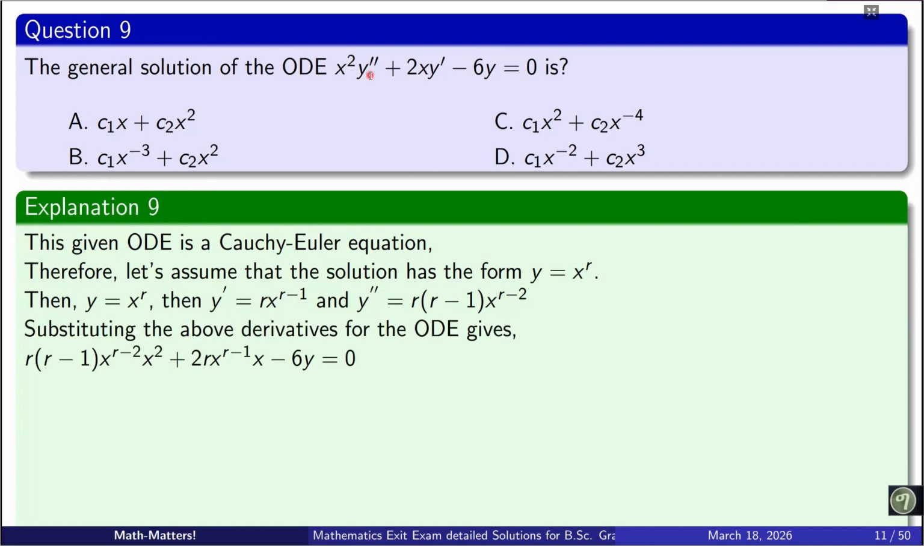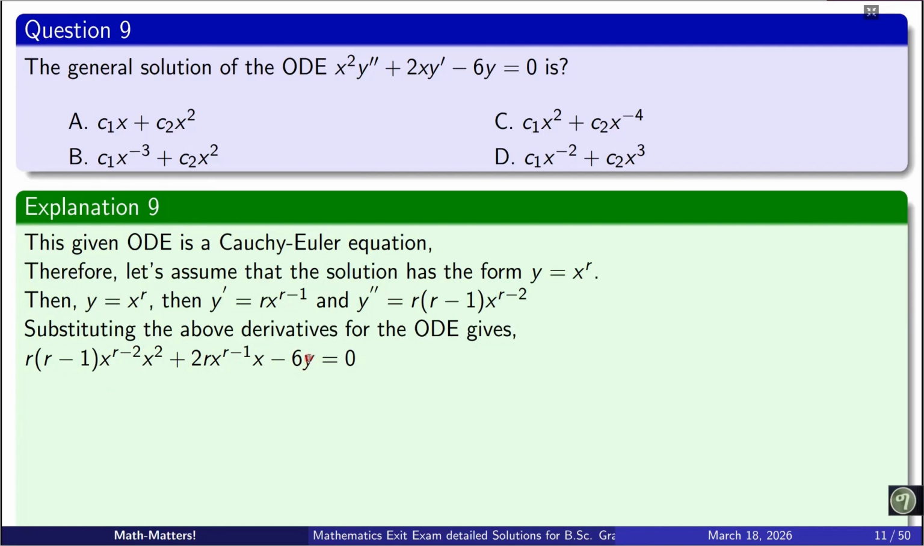Substituting gives r times r minus 1 times x to the power of r minus 2 times x squared, plus 2 times r times x to the power of r minus 1 times x, minus 6 times y is equal to 0. Because they have the same base, if we add the exponents together, the sum of r minus 2 plus 2 will be r. Here also r minus 1 plus the exponent of x, that is 1, is still r.